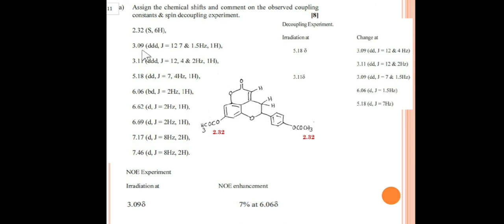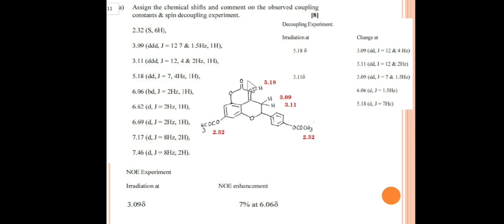This is how we can assign the proton signal. So 3.09 and 3.11 are showing doublet of doublet of doublet, and the coupling constants are 12 Hz, 7 Hz and 1.5 Hz. It clearly shows that 12 Hz is geminal coupling, 7 Hz is vicinal coupling and 1.5 is allylic coupling. So 3.09 and 3.11 are these two protons. Let's assign the chemical shift to this proton. Now let's search for their coupling partner.